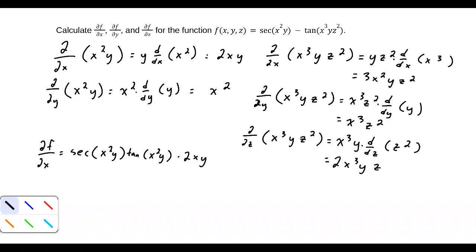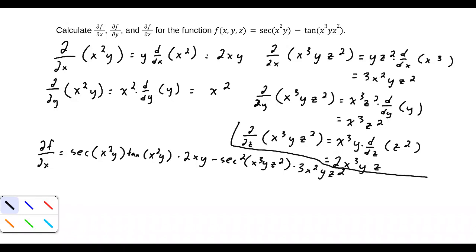So the partial of f with respect to x is secant, parentheses, x squared times y, close parentheses, tangent, parentheses, x squared times y, close parentheses, multiplied by 2xy, minus the derivative of tangent, which is secant squared, so it'd be secant squared, open parentheses, x cubed times y times z squared, close parentheses, multiplied by 3x squared y z squared, using the previous partials that we have.